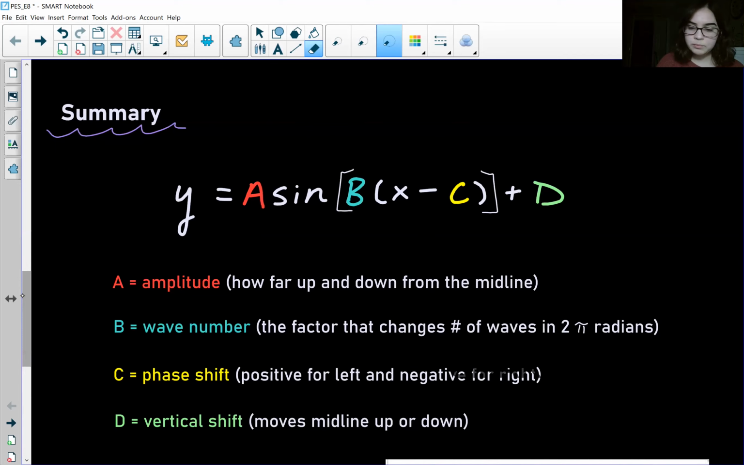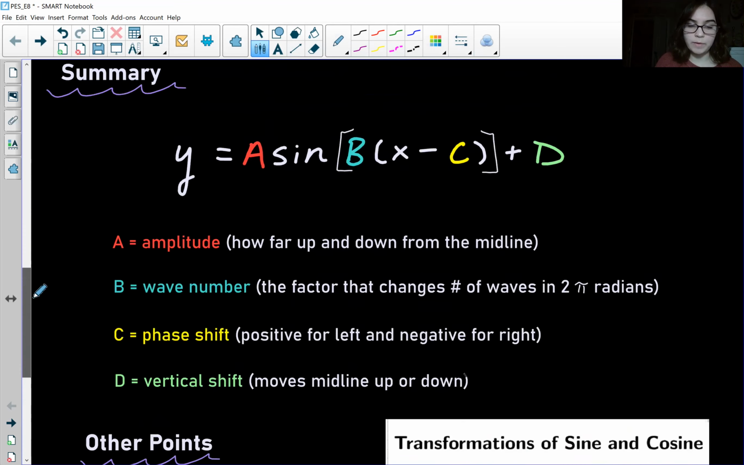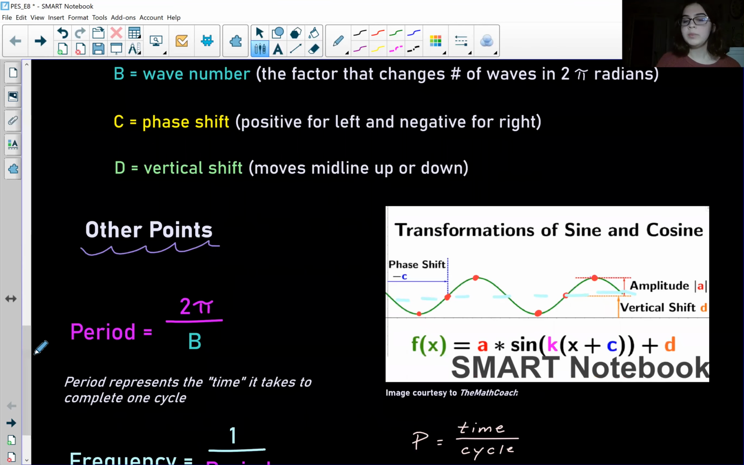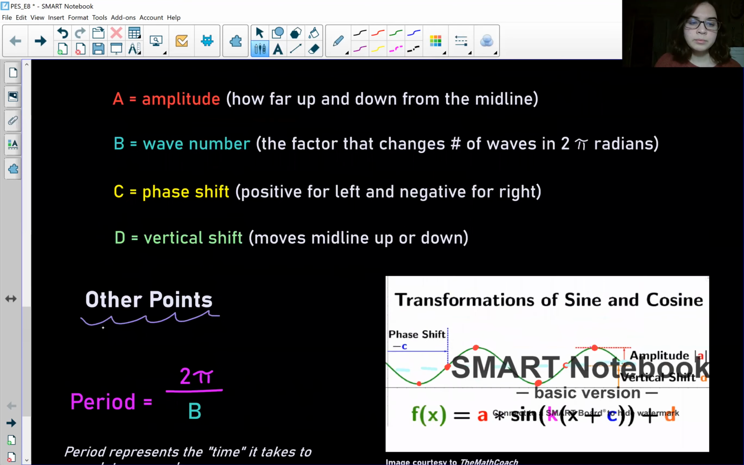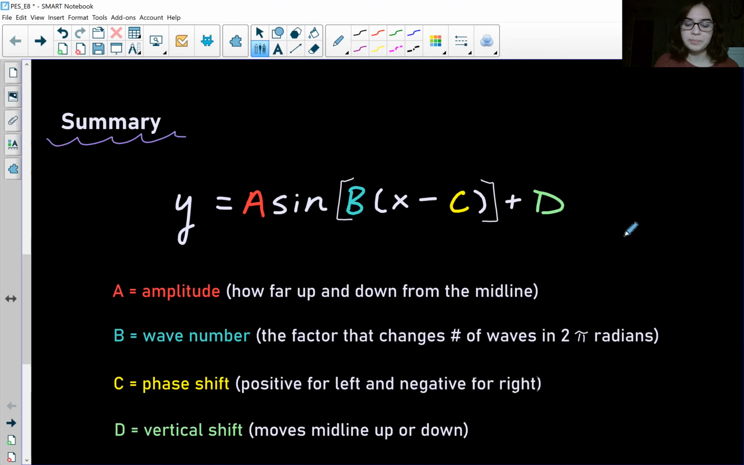And let me actually show you what a midline would be. So a midline is kind of like right through here. This color is kind of light, but hopefully you can see that. So it just kind of splits the graph in half, basically. And so when you have a vertical shift, it's going to move that midline up, or down, depending on if it's positive or negative.